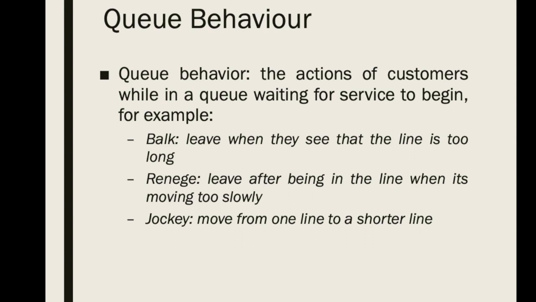And the third type of customer behavior, or queue behavior, is jockeying, where a customer moves from one line to another line if there is more than one line, more than one parallel server. A customer jumping from one line to another in the hope of getting a smaller waiting time is called jockeying.